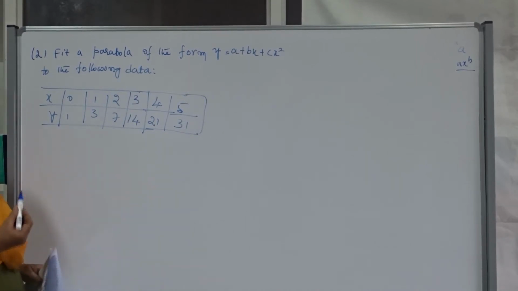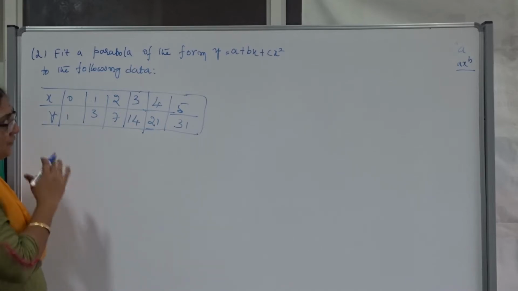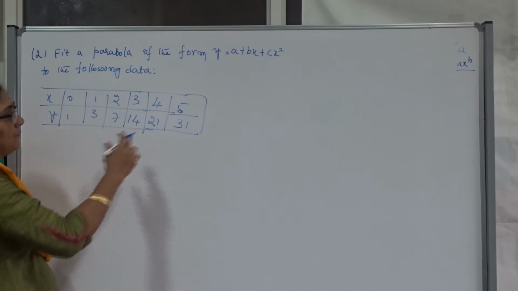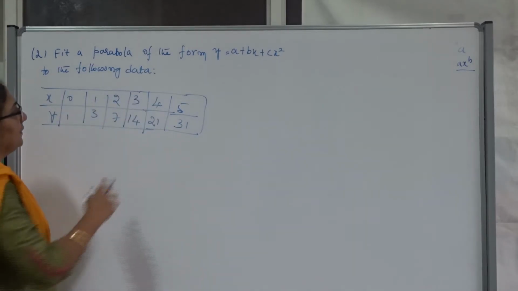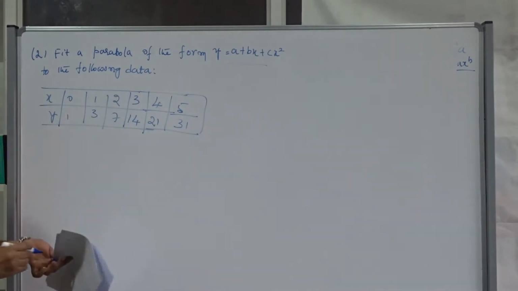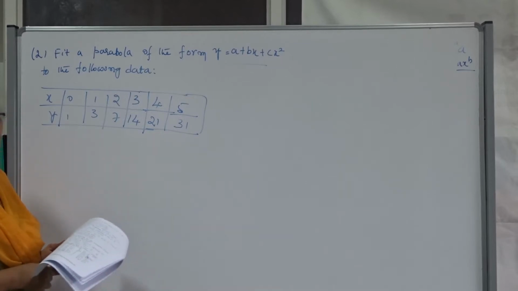In this class, I'll consider one problem already written on the board. The problem is based on parabola, as I already discussed in my previous videos. Once you say consider parabola, it means we always have to construct the equation by using the method of least squares. We have to consider the general equation. The general equation of the parabola is nothing but a quadratic equation: a plus bx plus cx square.